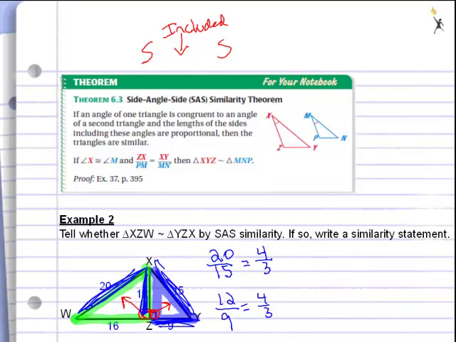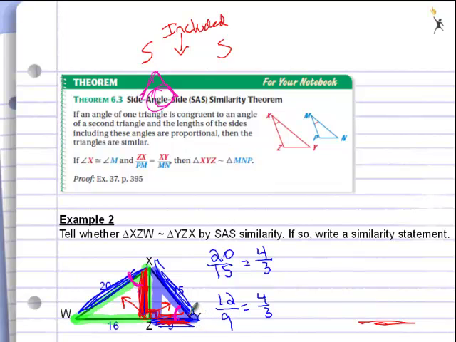And actually, let me use different colors just so you can see. Here's the problem, though. When you just randomly pick sides in a triangle, when we're dealing with side, angle, side, the angle has to be in between the two sides, which means that in between these two sides is this angle, and in between these two sides is this angle. And so I have to be able to prove that this angle and this angle are congruent.